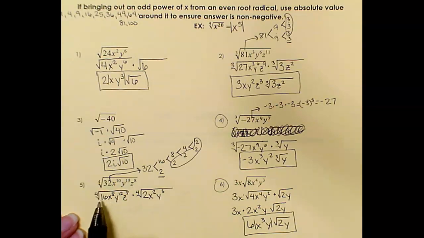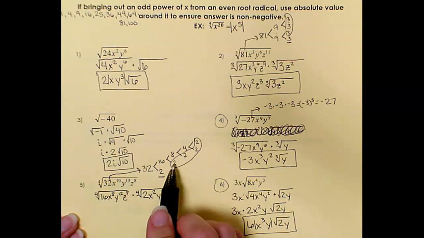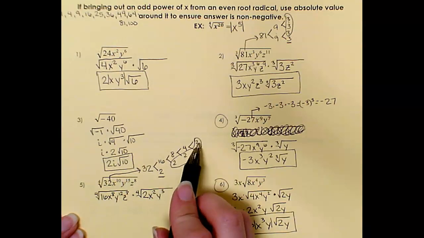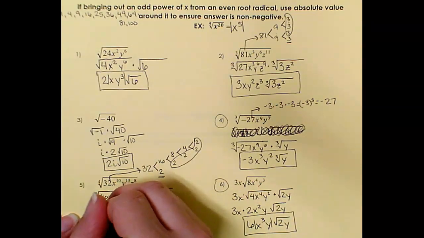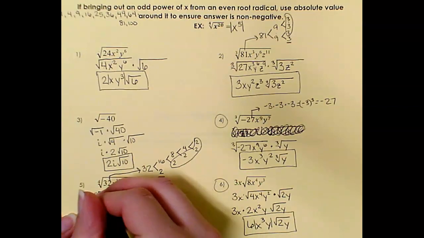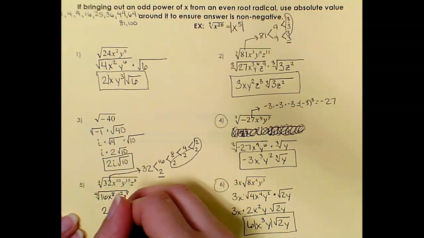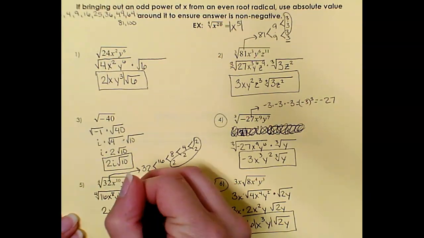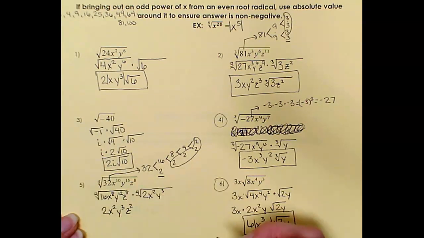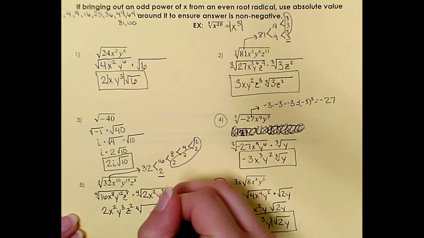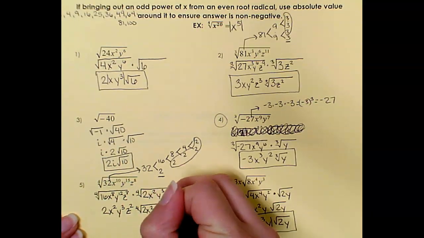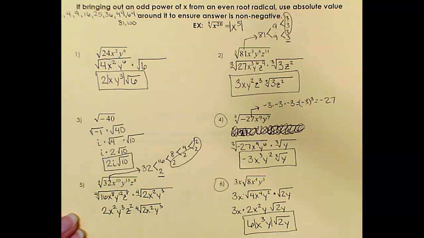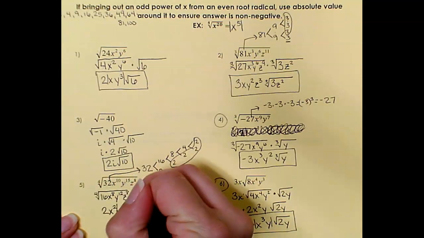So the 4th root of 16 is 2, because that's what multiplied by itself 4 times gives me 16. 8 divided by 4 is 2. 12 divided by 4 is 3. 8 divided by 4 is 2, times the 4th root of 2x squared y cubed. This was an even root. Did I take out any odd powers? Yes, I did. This one right here.